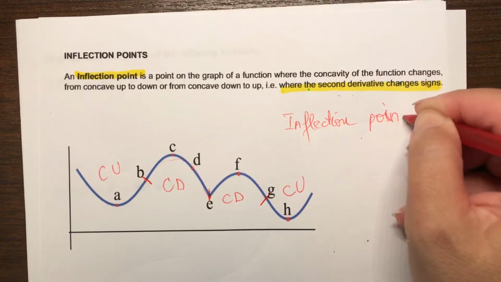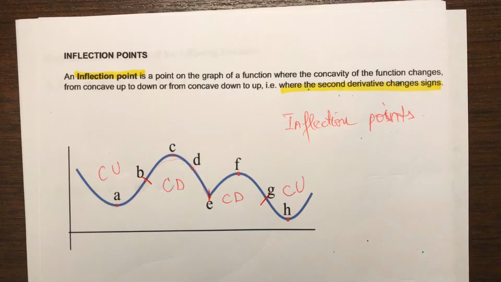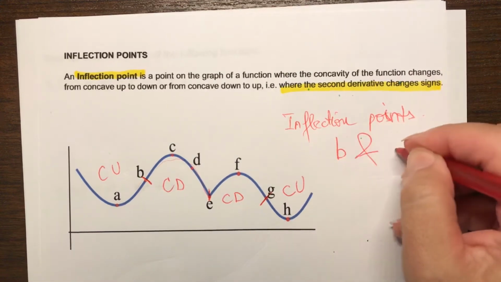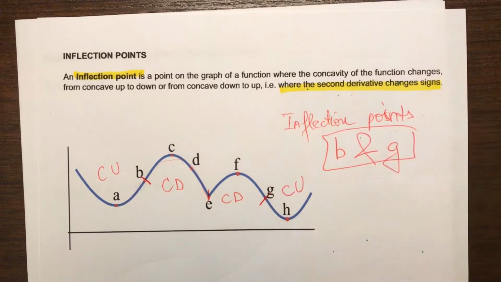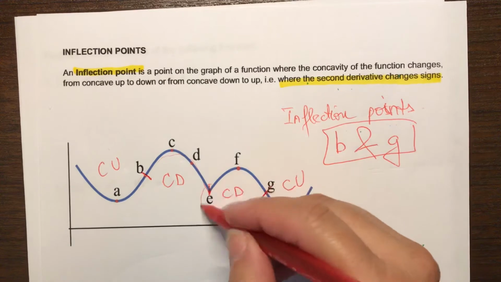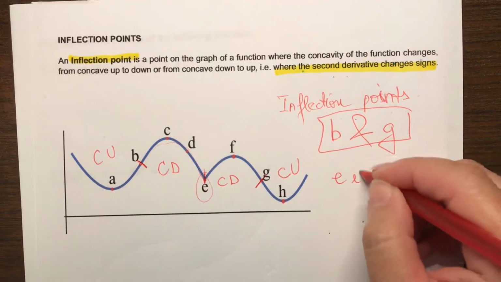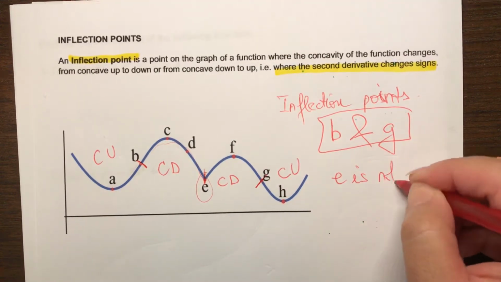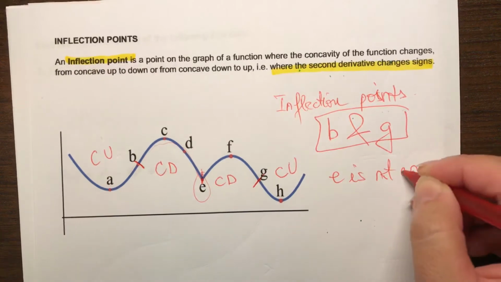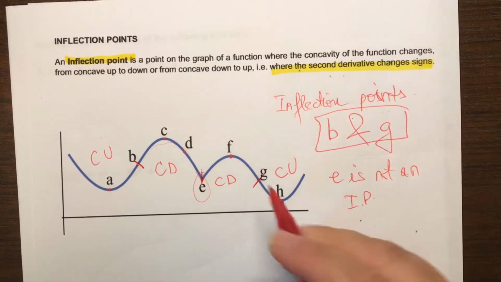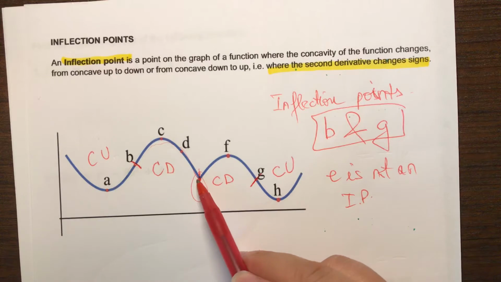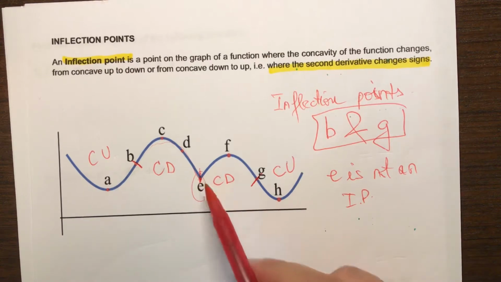So if you answered B and G, you are correct. These are the only points where the concavity has changed. Now what about E? E is not an inflection point. Why? Even though it's a funny point on a graph, the graph doesn't change concavity.